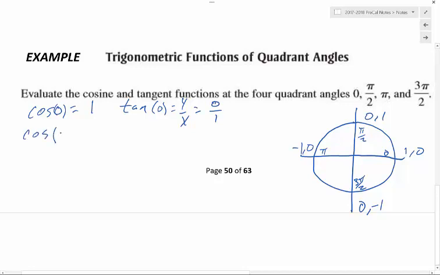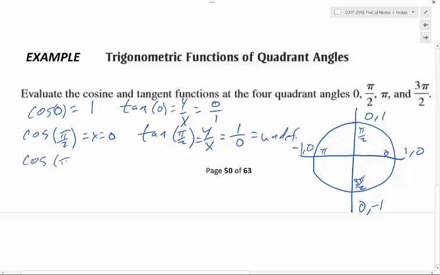The cosine of pi over 2 is the x value at pi over 2, which is the number 0. The tangent at pi over 2 is y over x, which is 1 over 0, which is undefined.